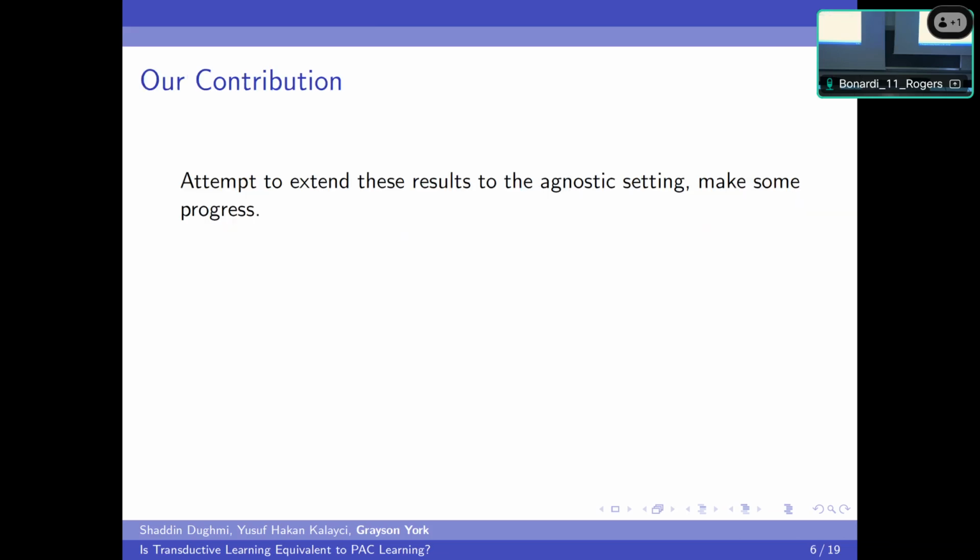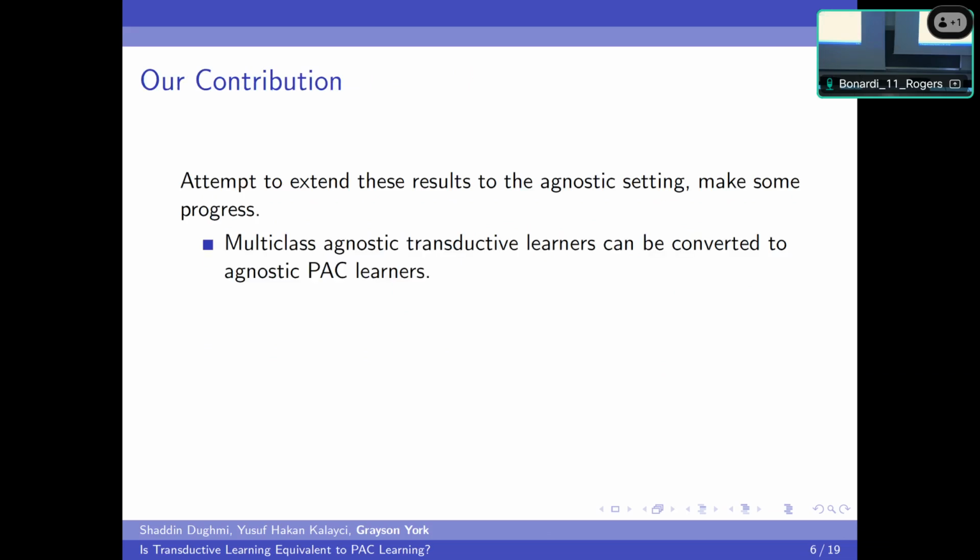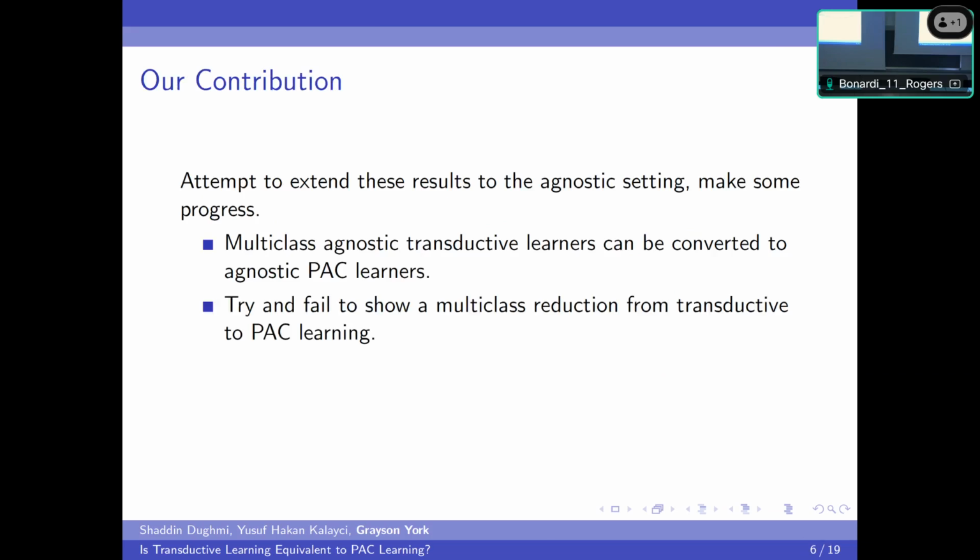Now, our contribution is going to be to extend some of these results to the agnostic setting. We want to look at the agnostic setting and ask whether we can get similar results to the ones in the realizable setting. In order to do that, we're going to start out by taking multi-class agnostic transductive learners, and we're going to convert them to agnostic PAC learners. We're going to try to go in the other direction. We're going to try to take PAC learners to transductive learners, but we're unfortunately going to fail. We were not able to get the reduction in both directions.